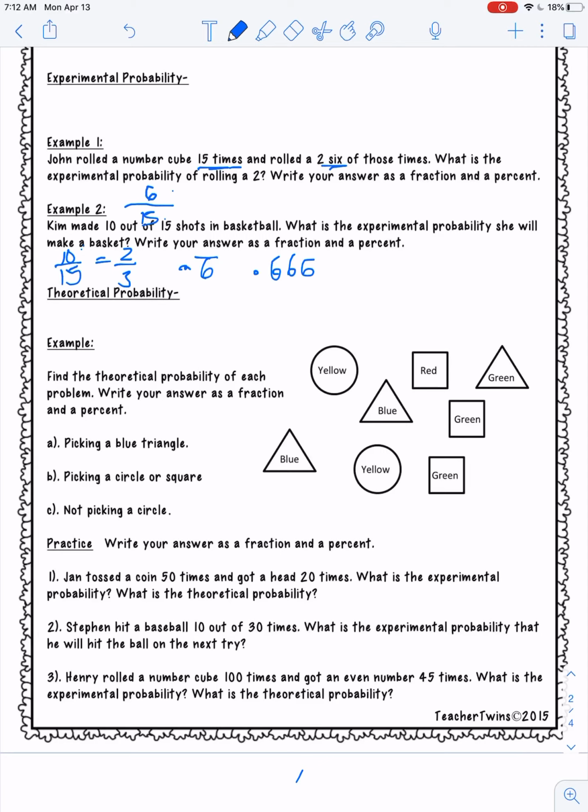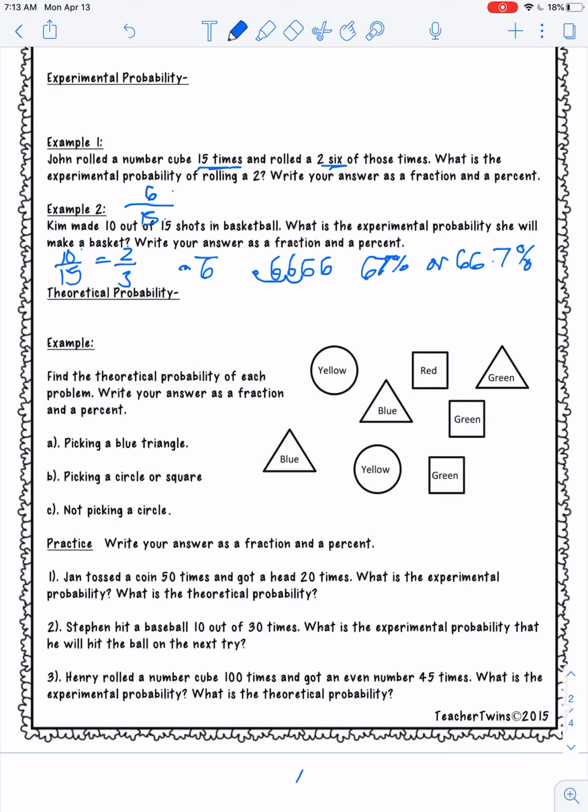So we can move it 1, 2, and then we can round it, and we can either round it to 67%, or you could do 66.7%. Either of those would be accurate percents. So those are the 2 experimental probabilities.